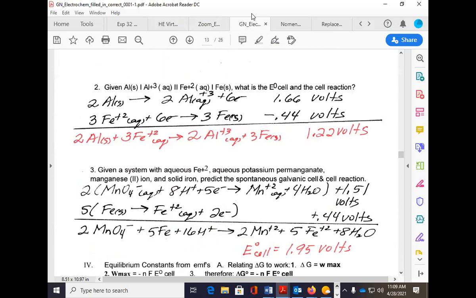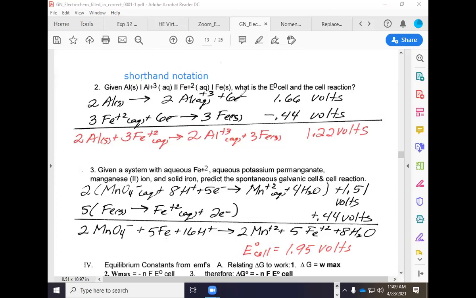Another way to ask the question is to give you the shorthand notation. Okay, so this was the shorthand notation. So you have to recognize from the shorthand notation what to do. So it's pretty much telling you aluminum solid, go to aluminum +3. You look on the table and you had to reverse it. And then that's how you had to reverse, change the sign.